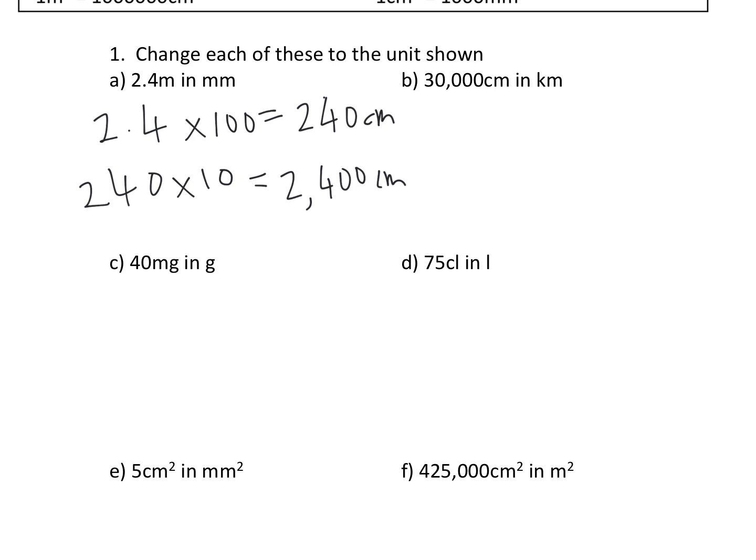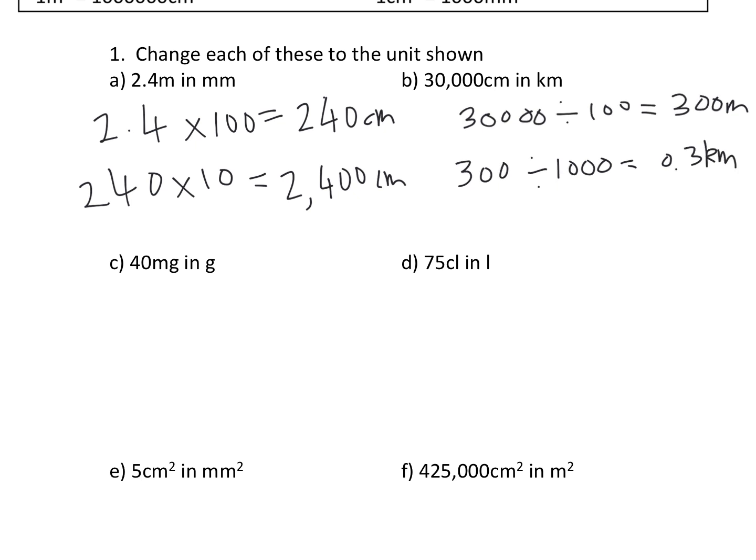Part B, 30,000 centimeters in kilometers. First of all, we'll change it into meters. There are 100 centimeters in a meter. Because we're going to a bigger unit, we have to divide by 100. So that gives us 300 meters. So 30,000 centimeters is 300 meters. You need 1,000 meters to make a kilometer. So if we divide it by 1,000, we see we get 0.3 kilometers.